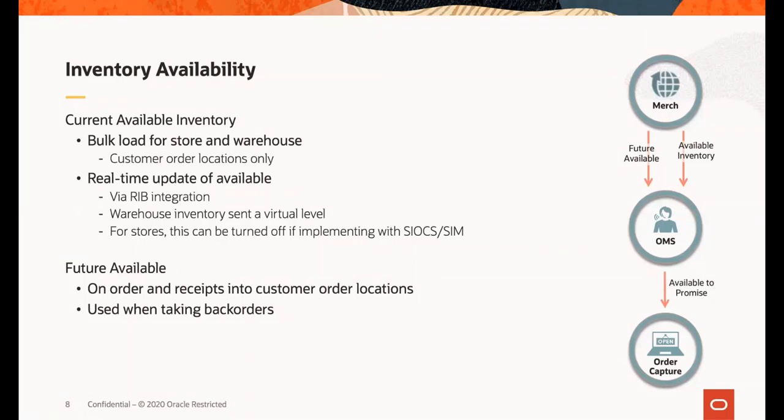And then future available is also included. That's going to send on order and receipt information for customer order locations, so that if you're doing any kind of back ordering or pre-ordering, that can help support that process within order management. It does only send information for items that are flagged as back orderable.